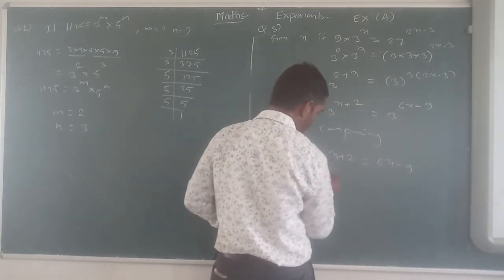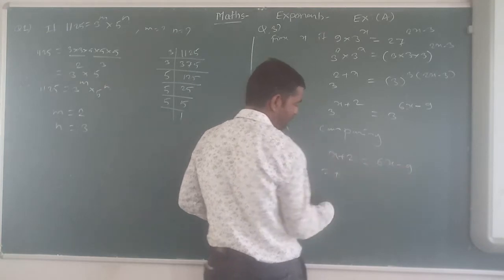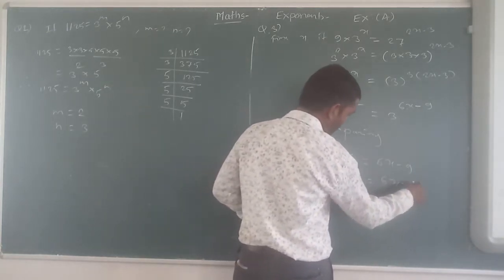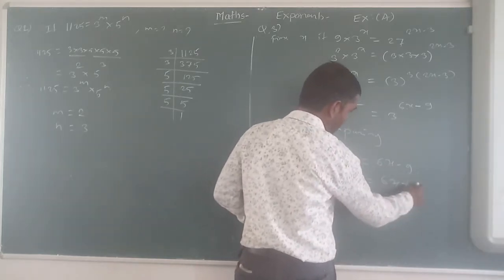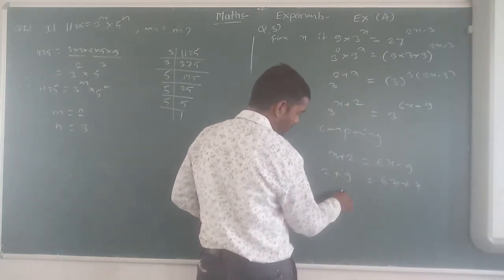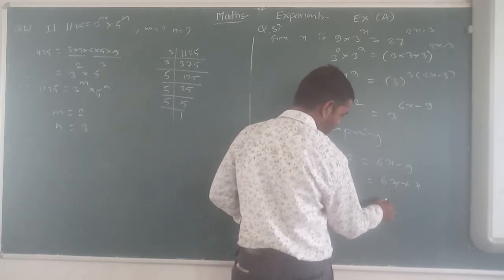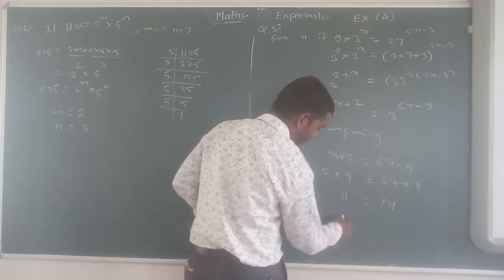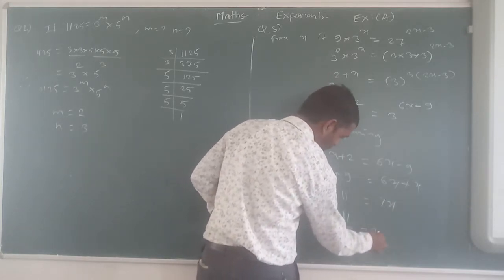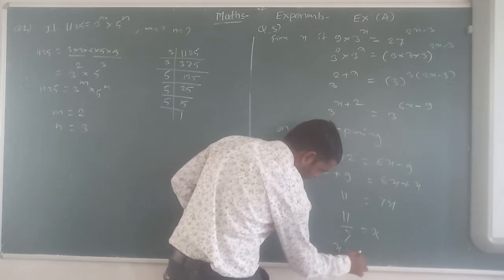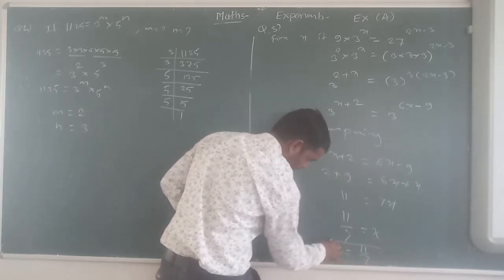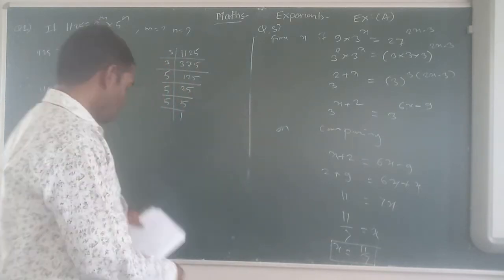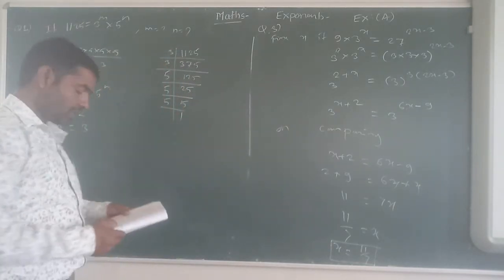Send this to that side. The 9 will come to this side, so it becomes 2 plus 9. The 6x, this x will go to that side, so it becomes plus x. So how much is it? 11 equal to 7x. Then we have to find the value of x. So 11 upon 7 is equal to x. That means x is equal to 11 upon 7. So we got the answer. So you understood? After that we will see the next question.